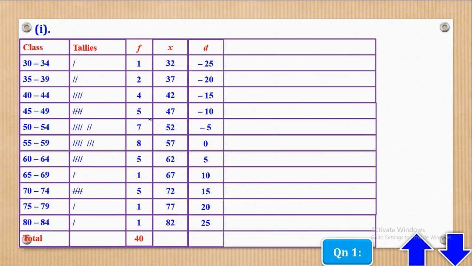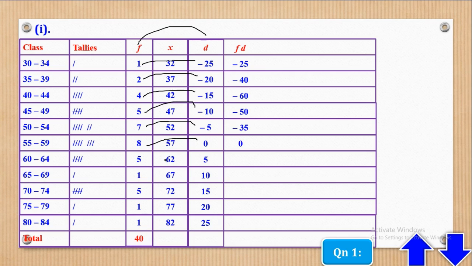So now that we've generated the values of d and we know the values of f, we can now generate the column for fd, where I have to multiply values of f with corresponding values of d. So 1 multiplied by negative 25, you'll come up with negative 25. 2 by negative 20, you'll come up with negative 40. 4 by negative 15, you'll come up with negative 60. This will give you negative 50. This will give you negative 35.